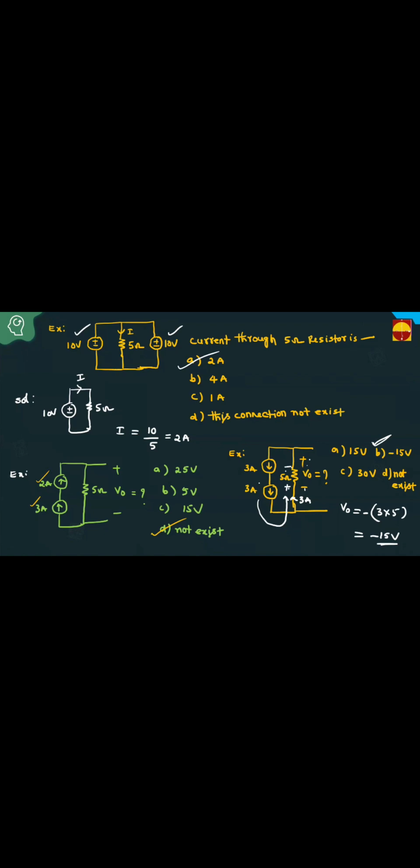Clear, friends? The resultant of 3 and 3 is 3 only, not 6. In series connection, current remains constant. This is 3, 3 into 5 is 15. But according to the current direction, wherever the current enters is plus and the other end is minus, and the given polarity is opposite. That's why minus 15 volts. Any doubt? Clear? Like this you have to consider.